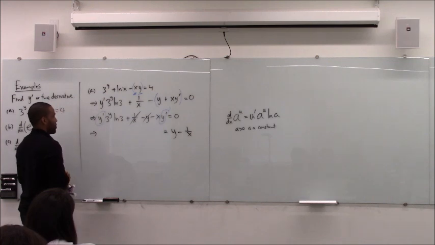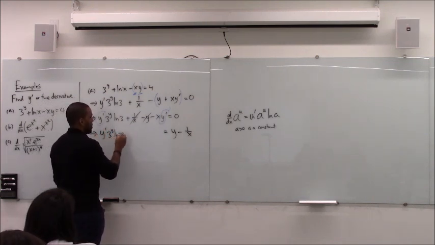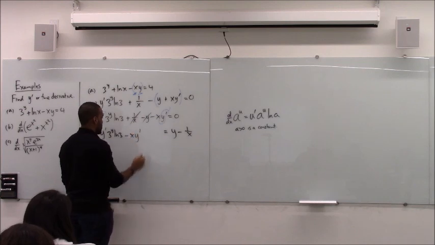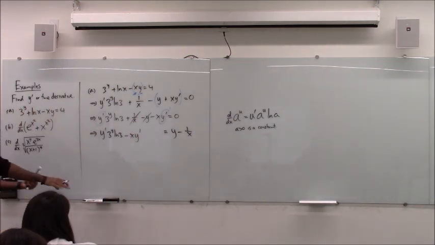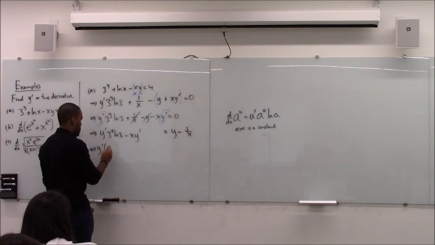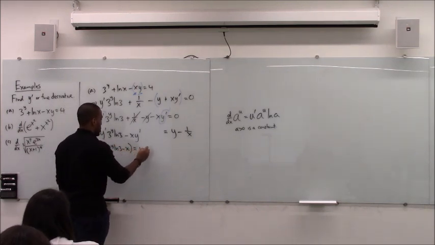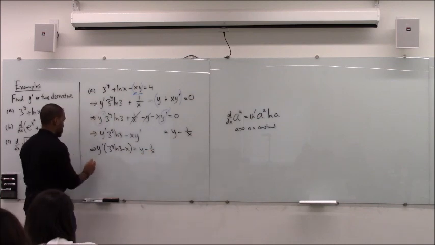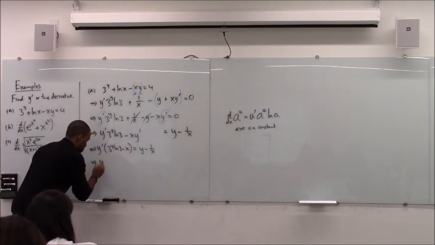Then what? So on this side we'd have what's left. You want to isolate y prime, so you leave everything that has a y prime in it on one side. Everything else goes on the other side. Now what? Factor out y prime. Y prime is the common term. You can factor that out. And then divide by 3 to the y ln 3 minus x.